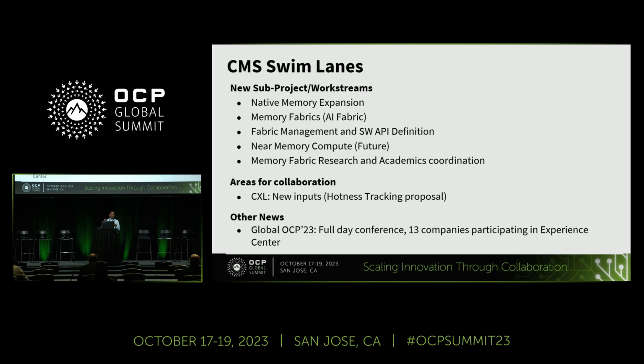As you can imagine, this is a full day schedule for the CMS track. So we have a packed agenda. In the Experience Center, if you do get time, please do go and visit the CMS Experience Center. There are about 12 demos, 13 companies participating, a very broad set of demos. This includes form factors, all the way to implementation solutions and workloads, and a real solution with CXL memory and working solutions.